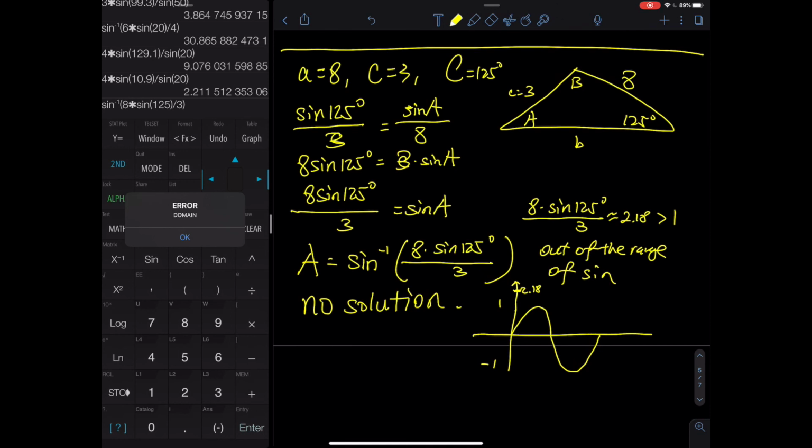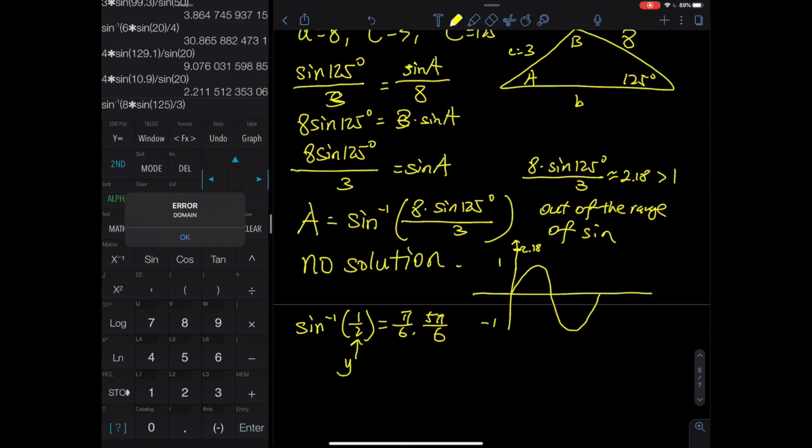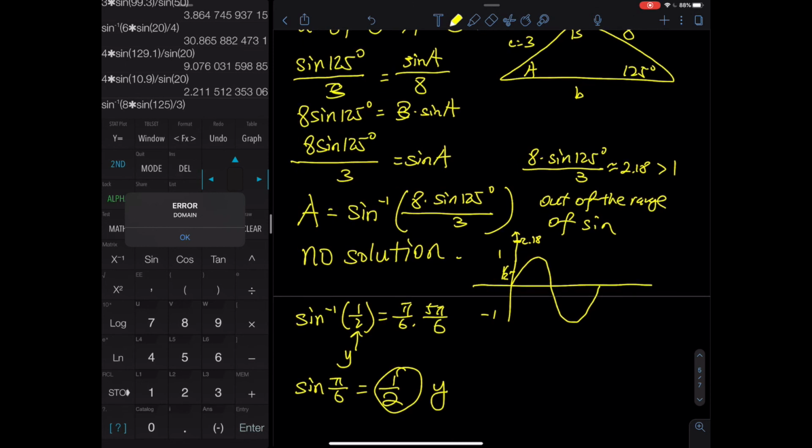Okay, and we remember this. Inverse sine of 1/2 equals pi over 6 and 5 pi over 6. This is possible because why is this y equals 1/2? Because when you take sine of pi over 6, you take the y coordinate. This is the y coordinate of pi over 6, right? So 1/2 is right here. That is in the range of sine, so that's why this is defined. Since 2.18 is outside the range, this is undefined. Since it is impossible to find A, there is no such triangle.